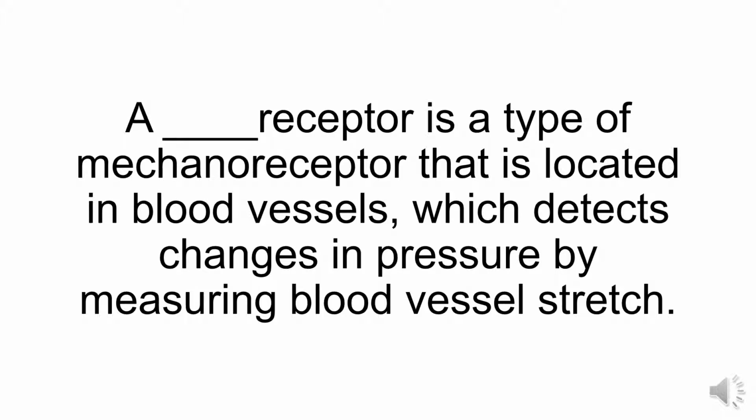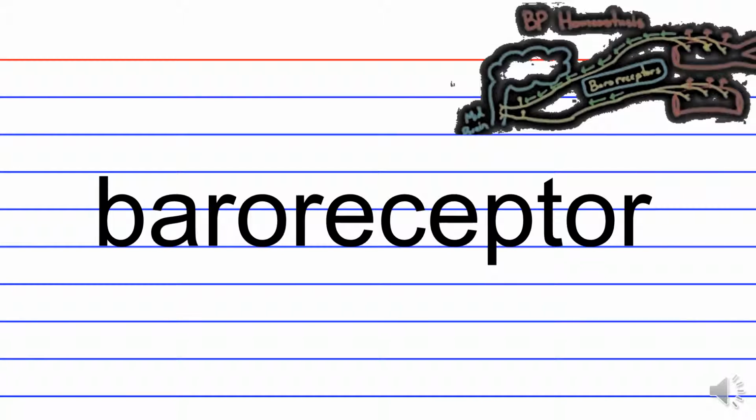A blank receptor is a type of mechanoreceptor that is located in blood vessels, which detects changes in pressure by measuring blood vessel stretch. So what is the name of this type of receptor? That would be a baroreceptor.